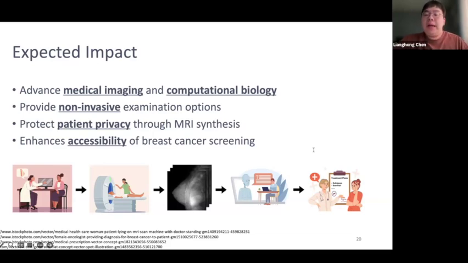Furthermore, since we have synthesized MRIs for patients in TCGA, these MRIs can be further used for relevant breast cancer study. Compared to using real data from patients, using synthetic data can better protect patients' privacy. Moreover, using MRI to detect and diagnose breast cancer is easy to deploy in real clinical settings, especially in underserved communities. This can enhance the accessibility of breast cancer screening.